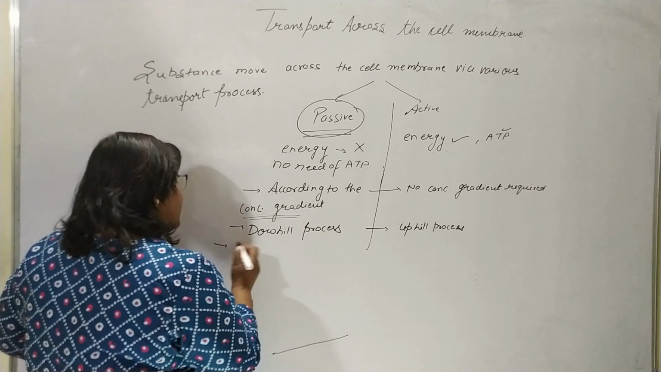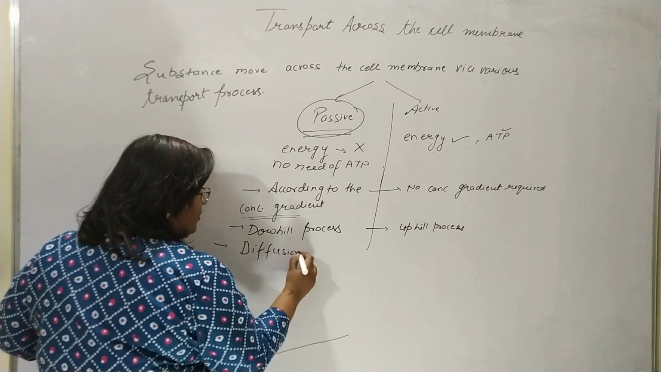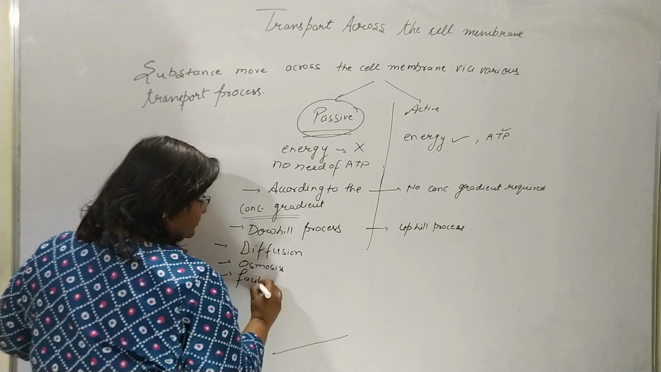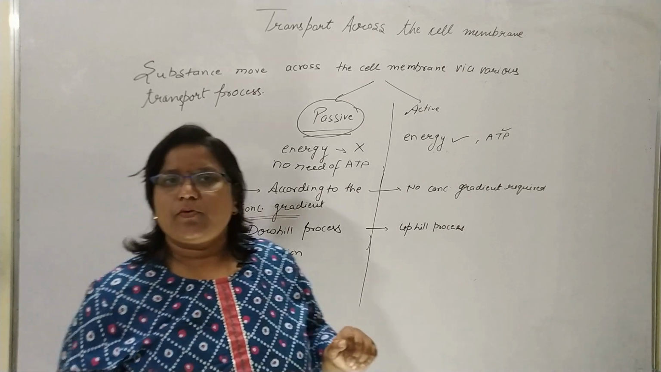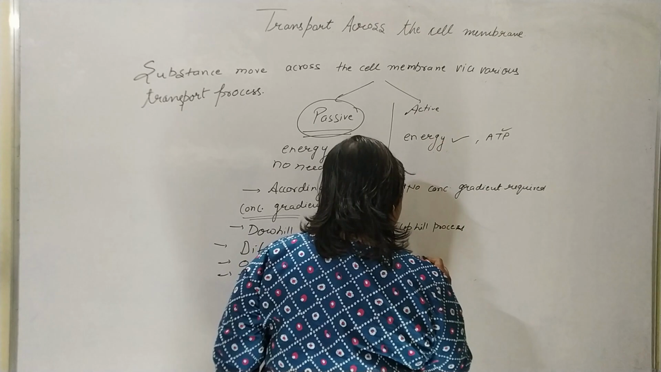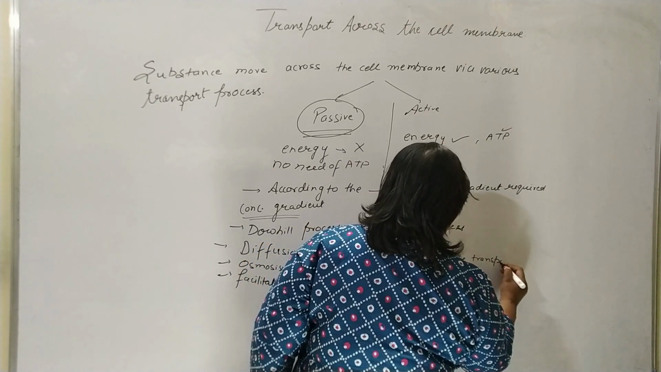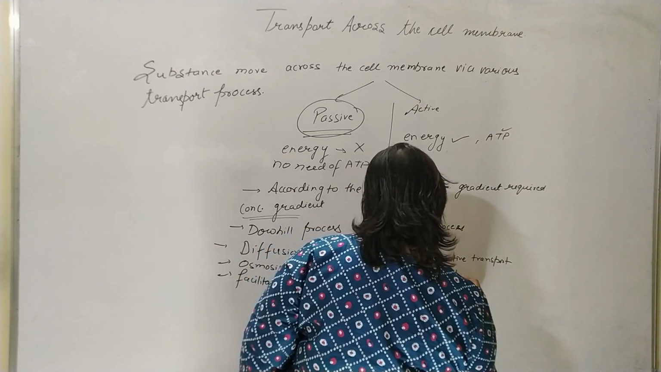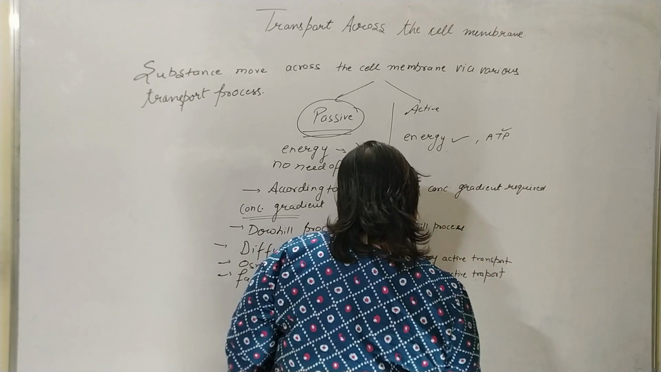Now the passive transport examples are diffusion, osmosis, and facilitated diffusion. And the active transport examples are the primary active transport process, the secondary active transport process, exocytosis and endocytosis.